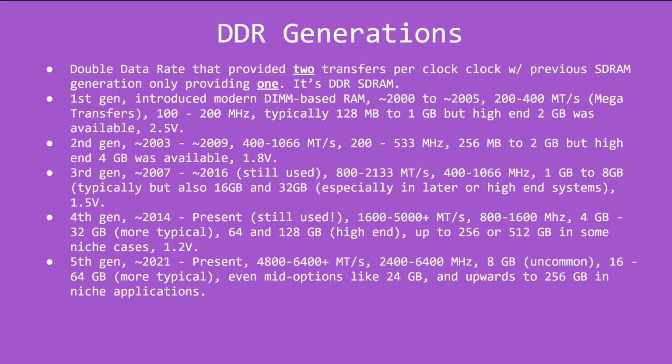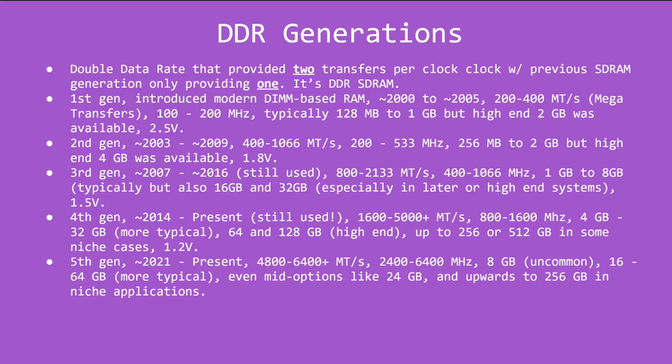Typically, the full name of it is DDR SDRAM. Nobody calls it that. First generation came out around 2000. They stopped production in roughly 2000. Keep in mind, people don't just change. Uh, 200 to 400. Clock speed is half that usually, so 100 to 200 megahertz.